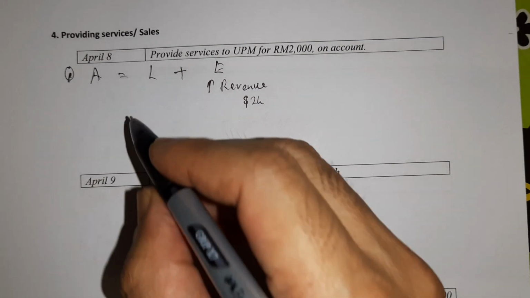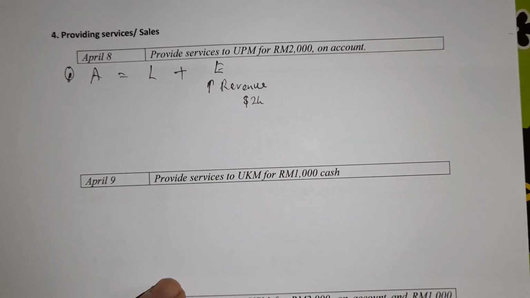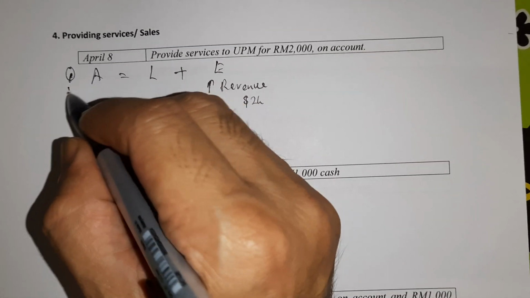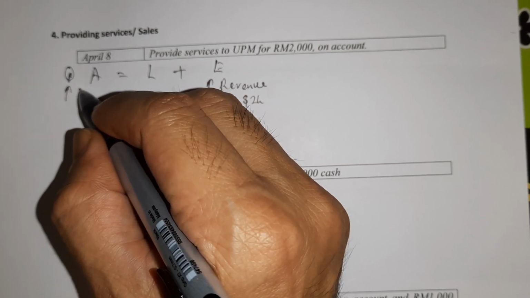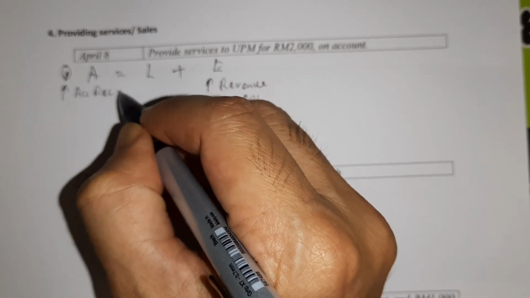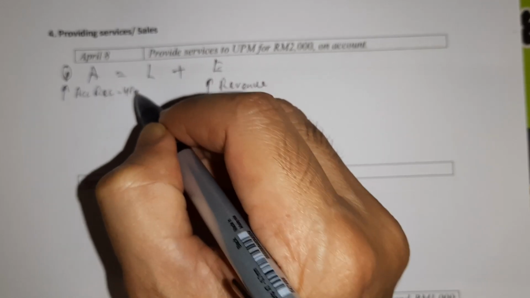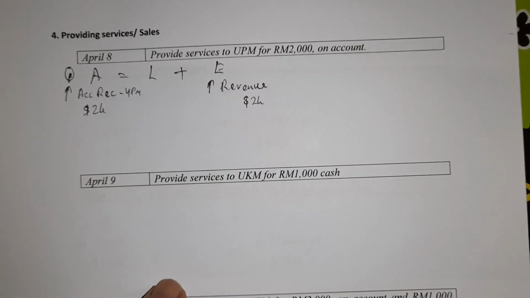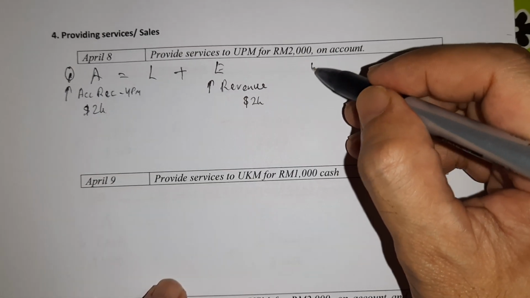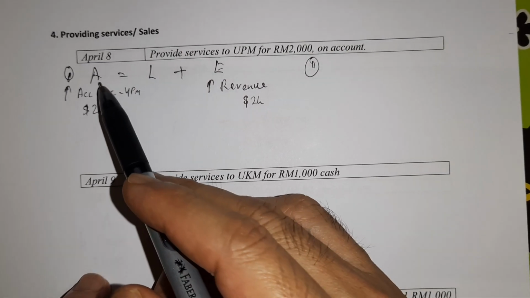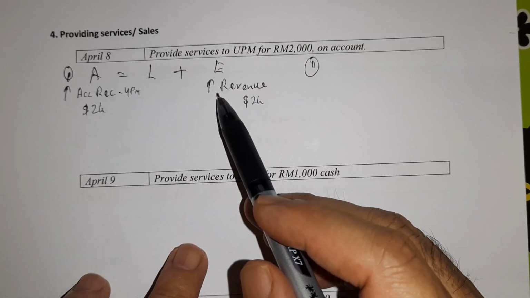So in accounting, when a customer owes money to the business, you record it in account receivable. Asset increase, the name of the asset is account receivable, receivable UPM. The amount is 2,000. And then how to do the journal entry? Very easy. Asset increase debit, equity increase you credit.